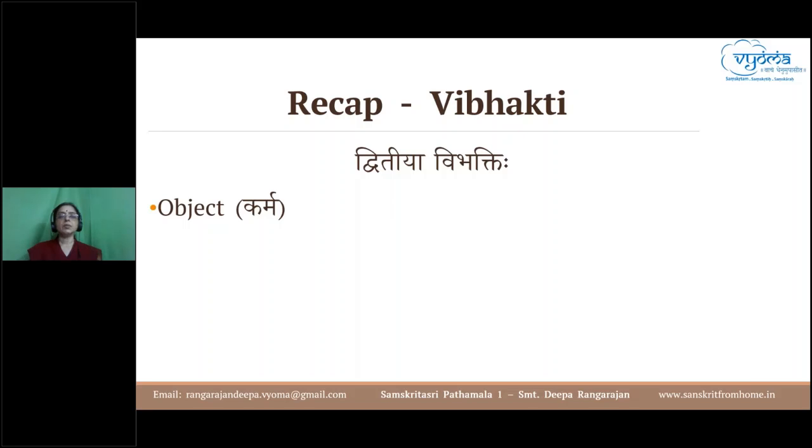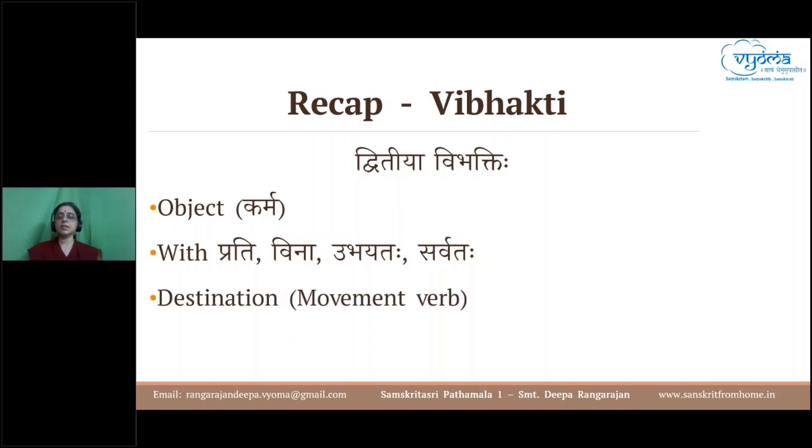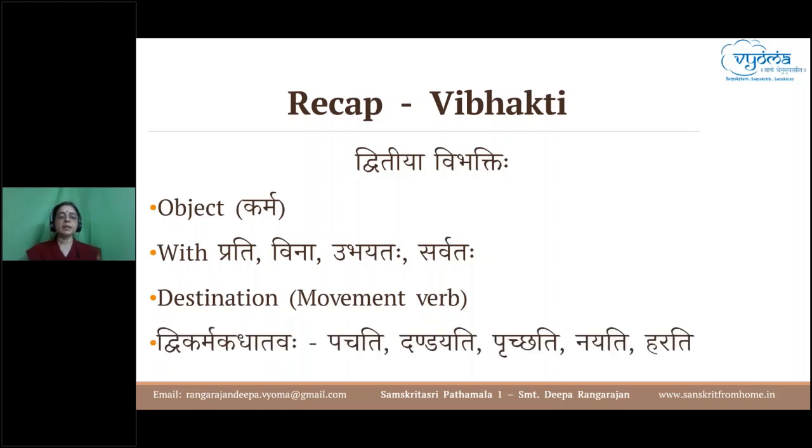Dvitiya Vibhakti is used as the karma pada, object in the sentence, and it is used with prati, vina, ubhayataha, sarvataha. It is used as the destination when a movement verb is involved, and it is used with the dvikarmaka dhatu. There are two karma padas in the sentence. The verbs, the dhatus, are pachati, dandayati, prichati, nayati, harati. These are the kriyapadani.